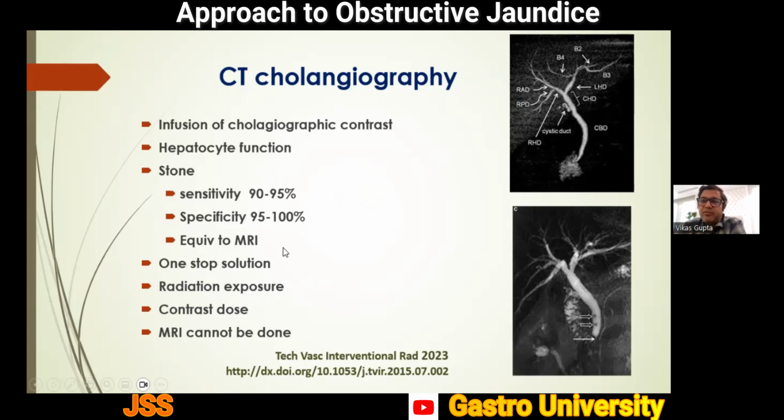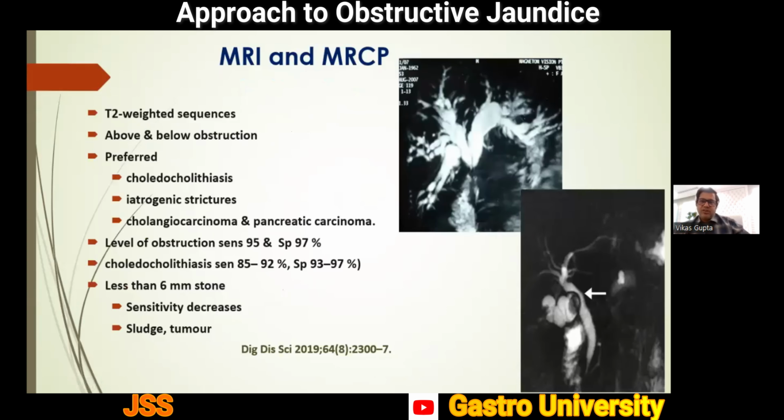This is only limited to people who cannot undergo MRI, who are claustrophobic, or who cannot stay still for 15 minutes or so to get the MRI done. So this modality is still being evaluated. MRI and MRCP is a very good modality.